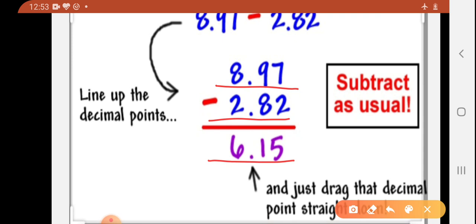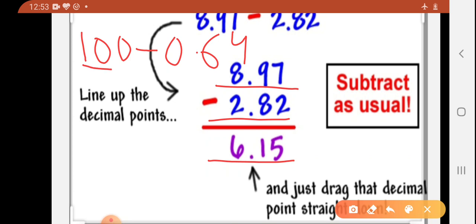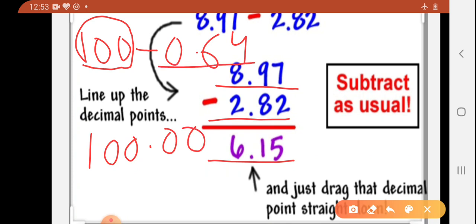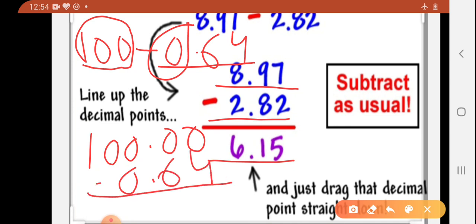Answer will come 6.15. Now if you have to subtract 100 minus 0.64, how will you write it? Because 100 does not have a decimal part, you can write 100.00, and here the integral part is not given, so you write 0.64, and simply subtract by taking carry and then you will get the answer. This was all about decimals.